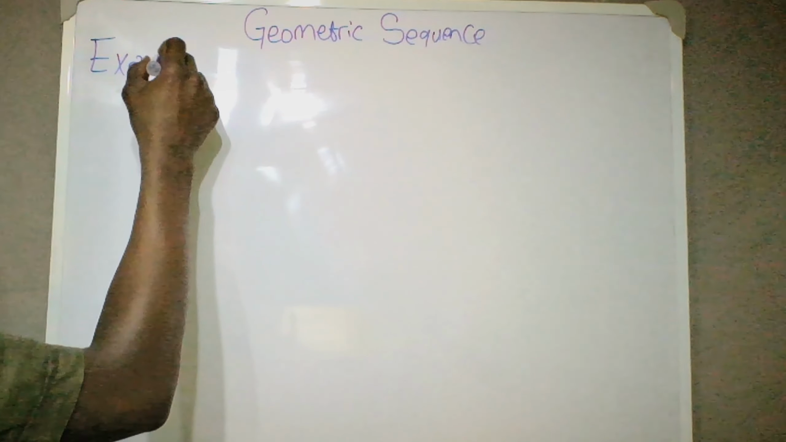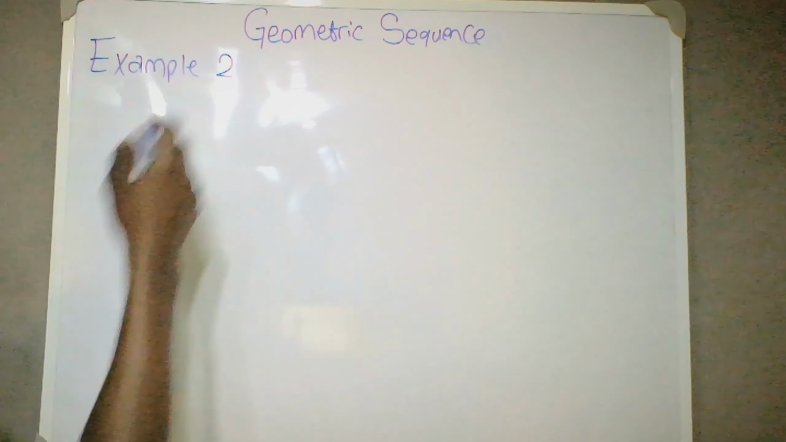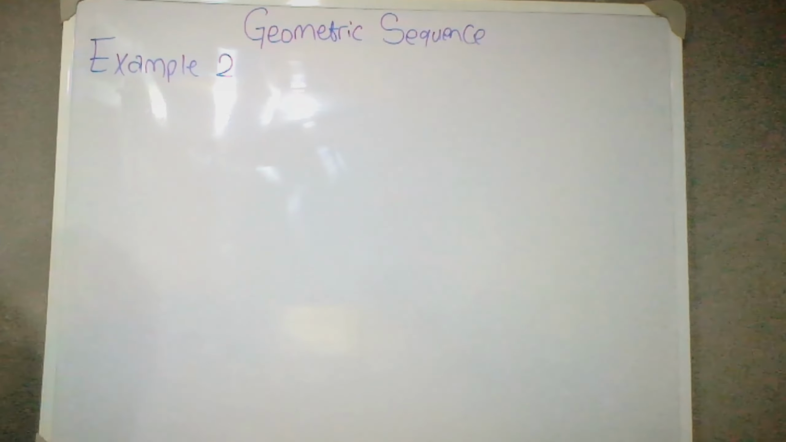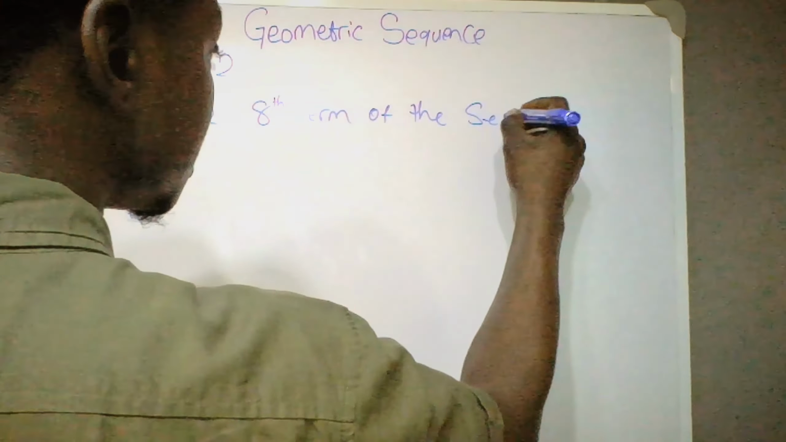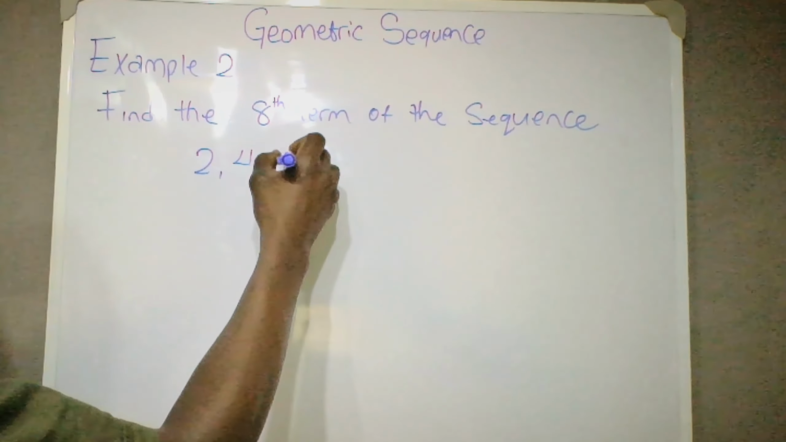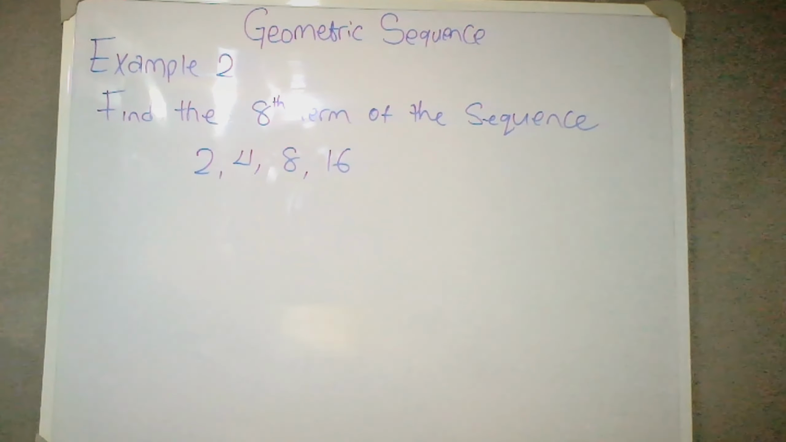Example 2. Find the 8th term of the sequence 2, 4, 8, 16. So how do we get this?